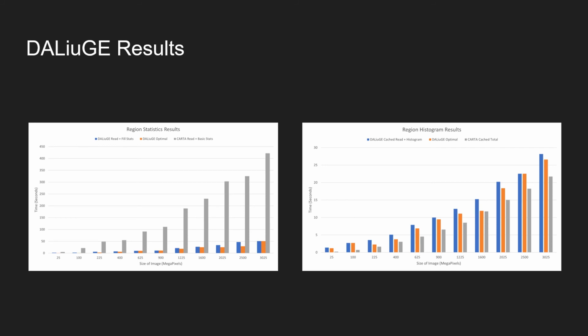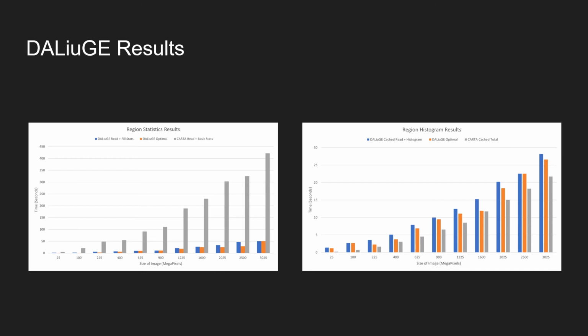The graphs that you see here are the results from the 2 features that were implemented, namely region statistics and region histogram. All testing was performed over the entire image file for a worst-case scenario. The blue bars all represent the same graph and parameters used, while orange bars represent the most optimal graph and parameters used. The gray is CARTA, and it is what we are comparing against.